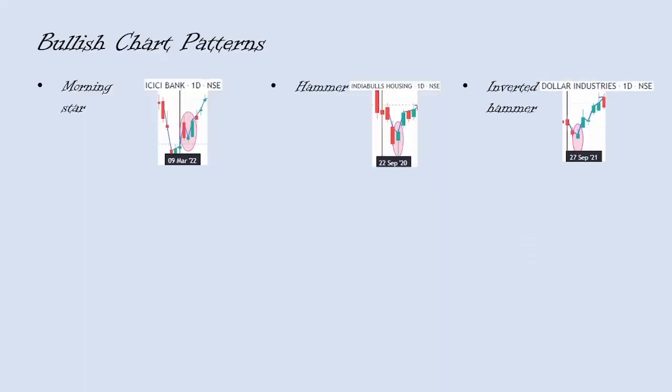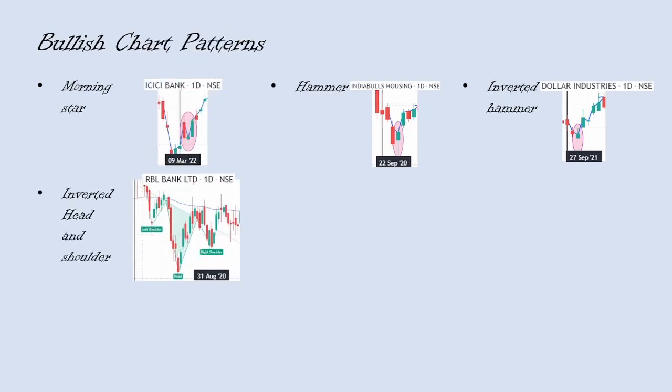It's called an inverted hammer. An inverted hammer is where you get a green candle, the bottom wick is very small or not there at all, and the top wick is long. So if you check out Dollar Industries on 27th September 2021, like we have done so far, you'll see how the price action moves, and you can do the needful.